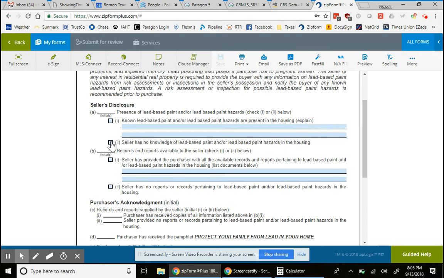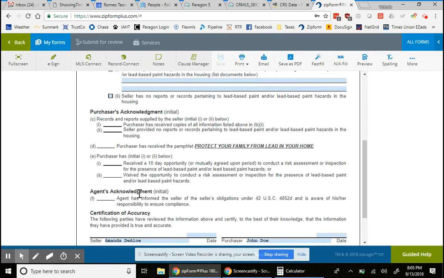We'll check no knowledge of lead-based paint and no reports indicating lead-based paint. They must check a box in A and B and initial both. This initial box is for the listing agent. The agent has informed the seller of the seller's obligations. The number of agents that I see that don't initial this as the listing agent because they think the buyer's agent is supposed to do it can't read.